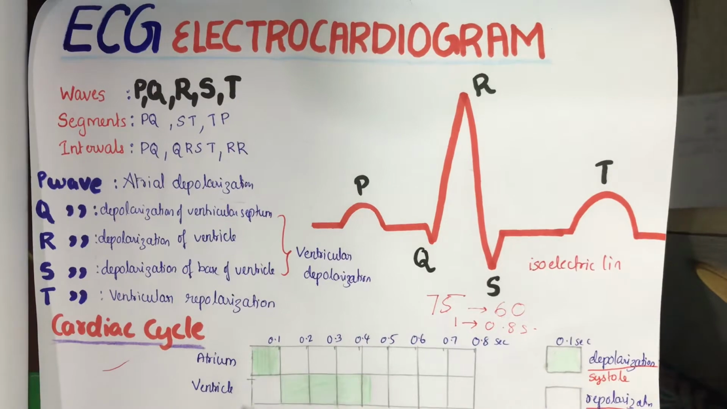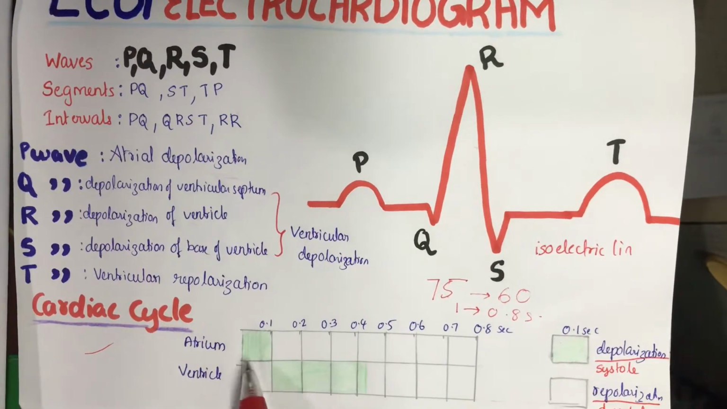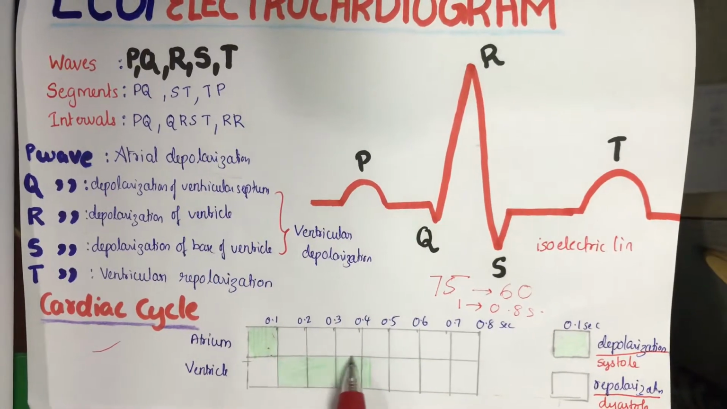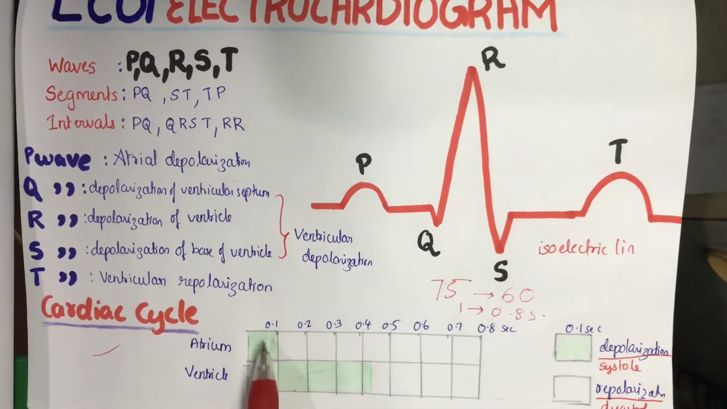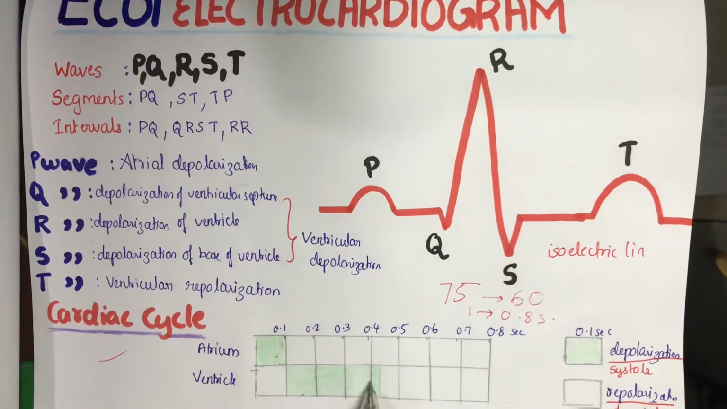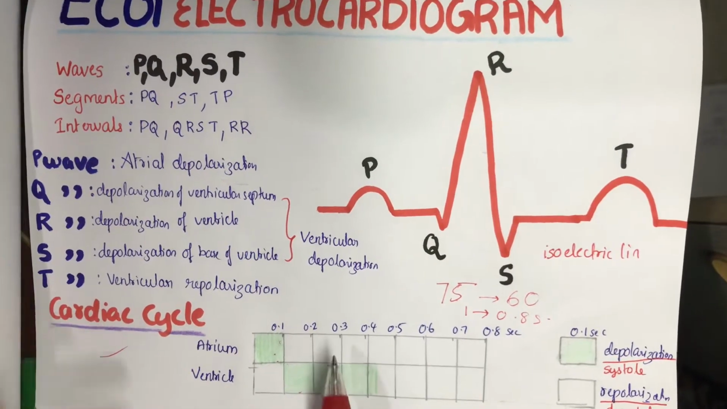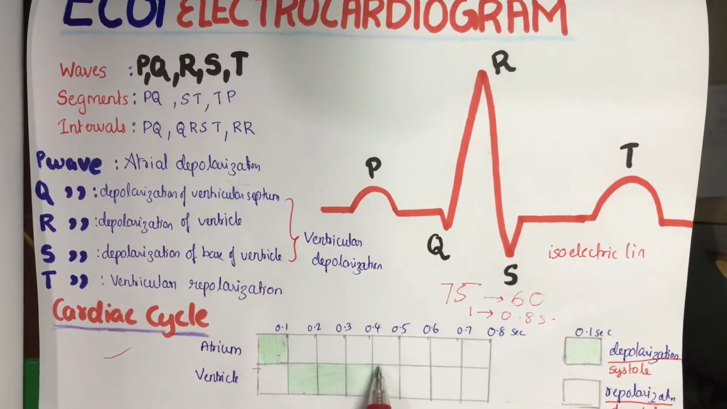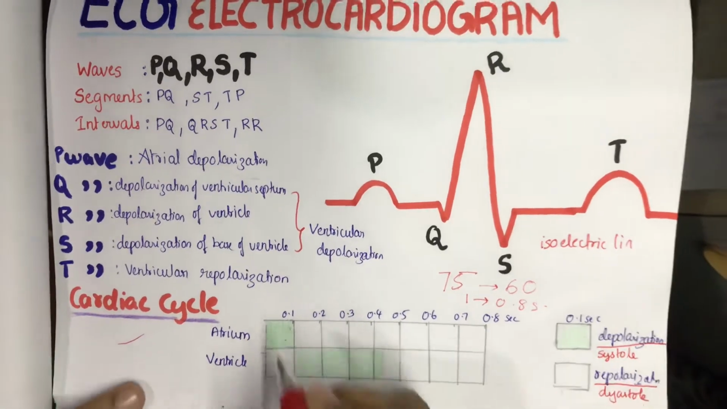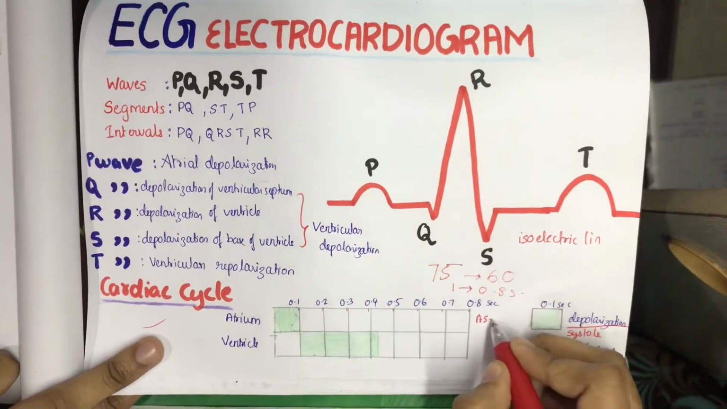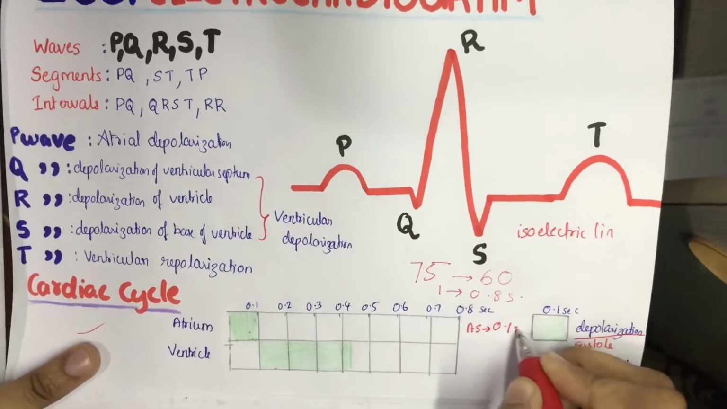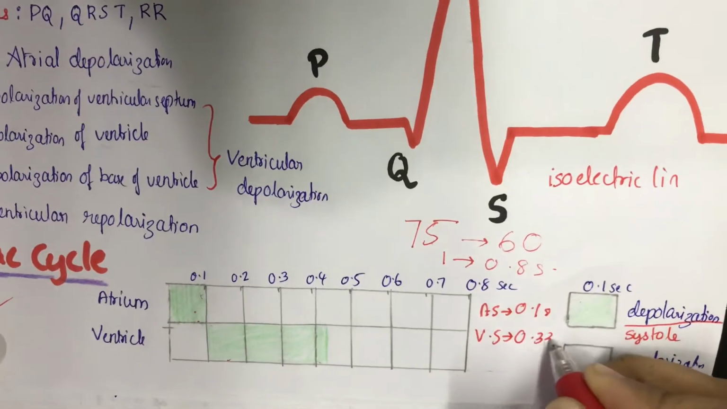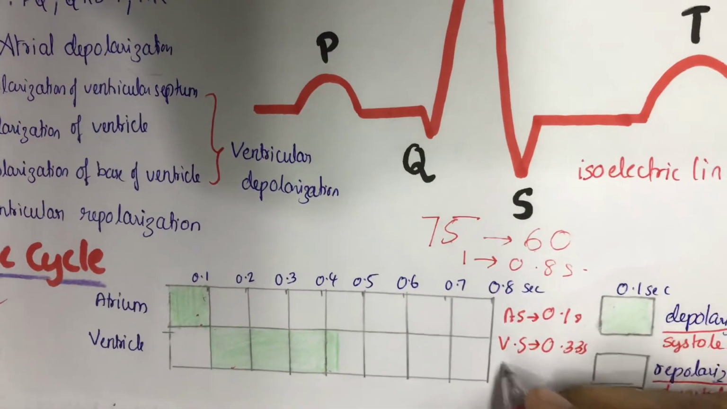Like that, I just created a schematic representation. At 0.1 second, the atrium contracts, and after that, the ventricle contracts. So this is atrial systole, and this one is the ventricular systole. We can see that it starts from here and ends here. So 1, 2, 3 and 0.3. So atrial systole is 0.1 second, and ventricular systole is 0.33 second, and we can see here the ventricular diastole.